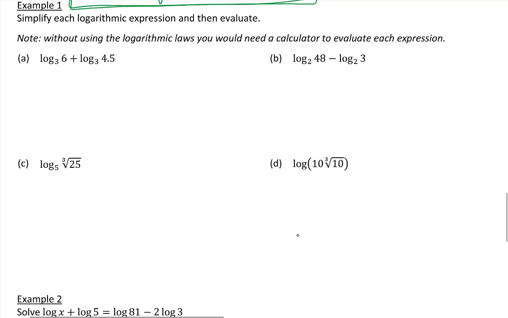Note, with many of these calculations here, you would need a calculator to evaluate each. However, if we use the laws of logarithms, we can simplify these and then evaluate without a calculator.